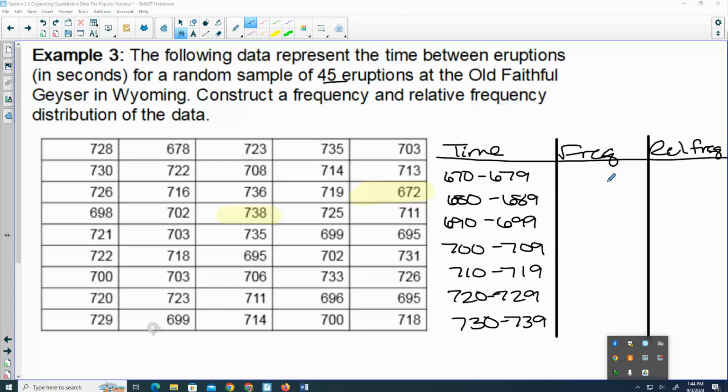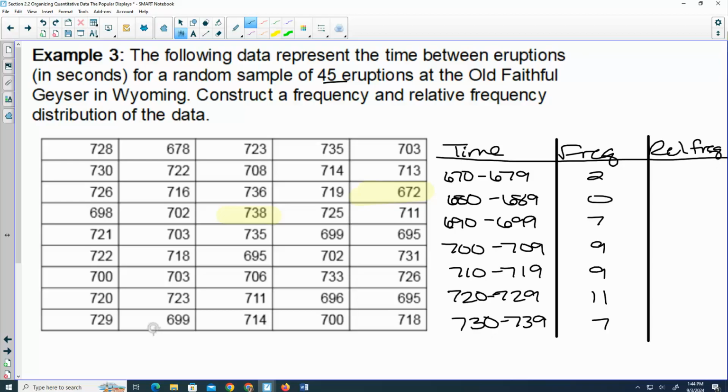How many between 670 and 679? 2. Okay. 680 to 689. 0. 690 to 699. 700 to 709. 710 to 719. Okay, and then the last one, 720 to 729, there were 11. And 730 to 739, there were 7.